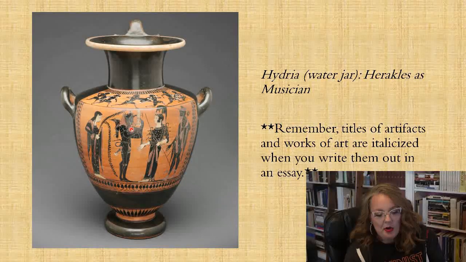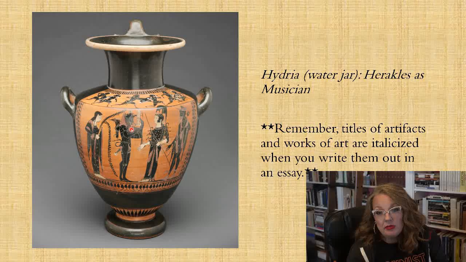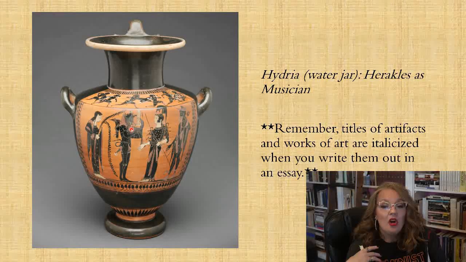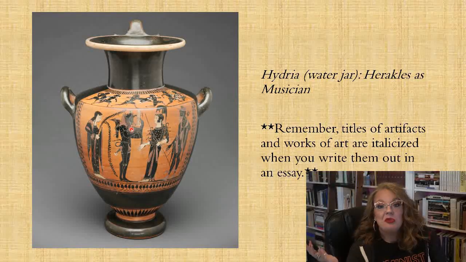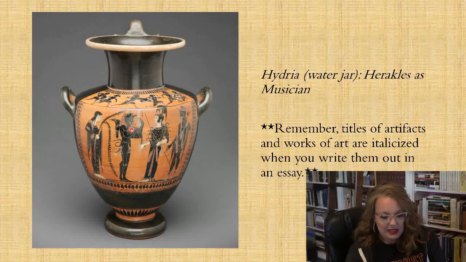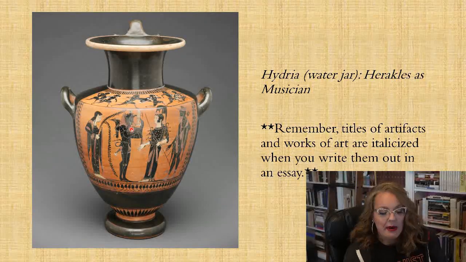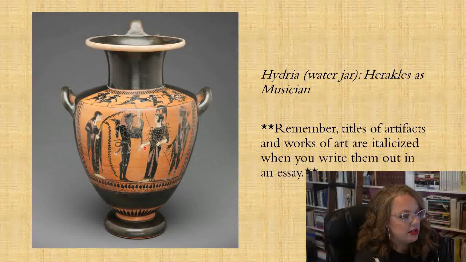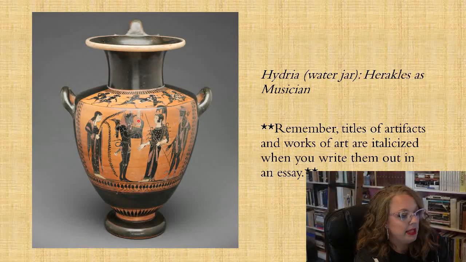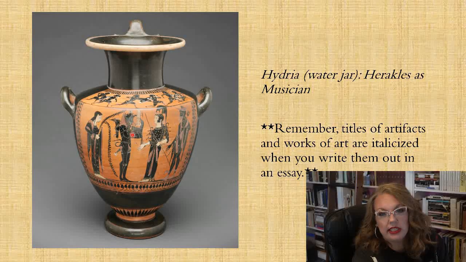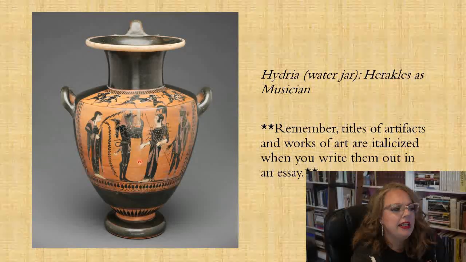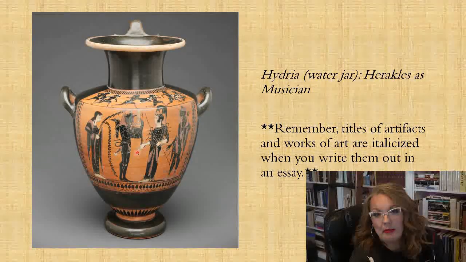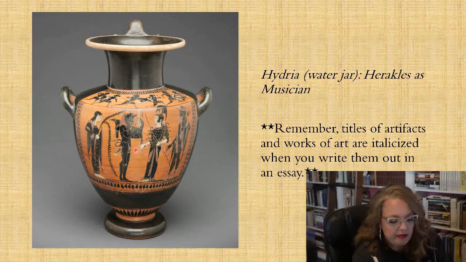He is kitted out in weaponry, right? Because we know from mythology that Hercules or Heracles had to go through the 12 labors to prove himself, which was a lot of fighting. But he also has a stringed instrument, which is right here. He's holding it up in front of him. And this is called a lyre. It's a stringed instrument, kind of a really far back grandparent of a guitar.